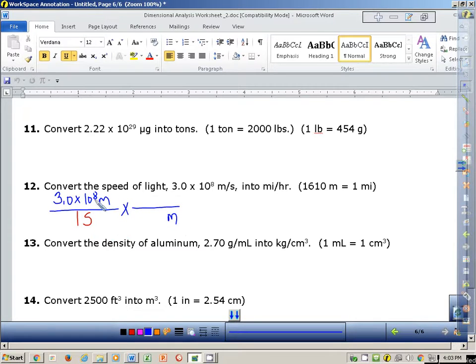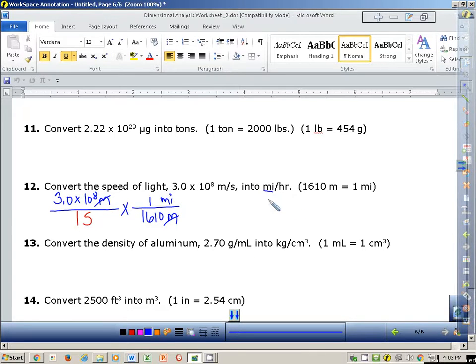So meters goes in the bottom so that it'll cancel, and I need to change it into miles. I don't know that off the top of my head, but over here is a conversion for me that there's 1,610 meters in 1 mile. 1,610 meters per mile. Okay, meters cancels, and if I stop right now, I do have the top number in miles, which is what it wants the top number to be.